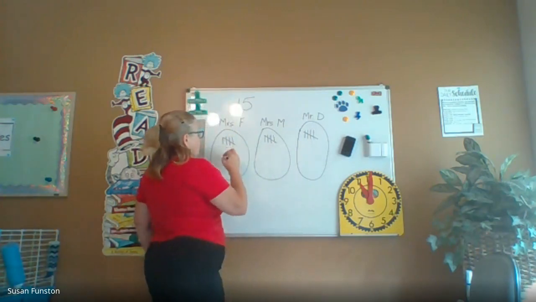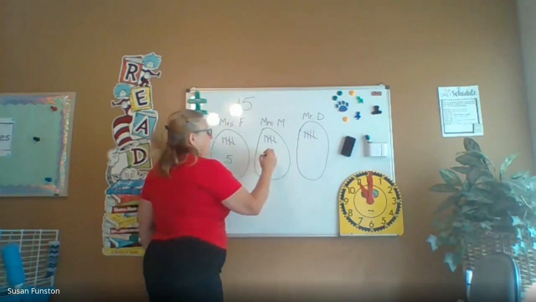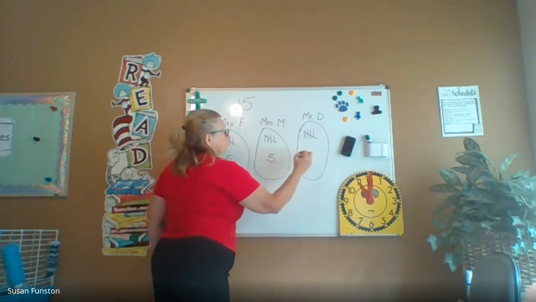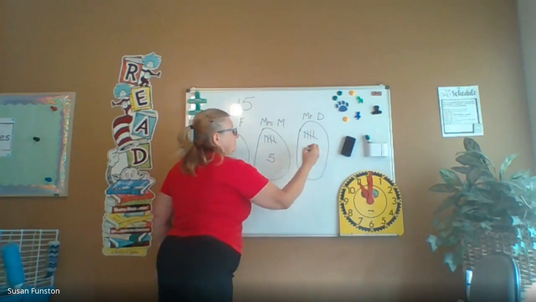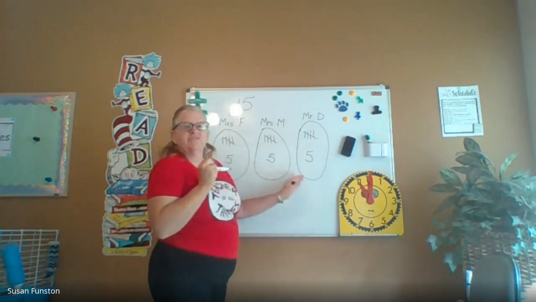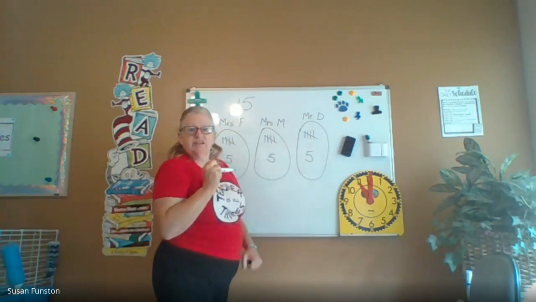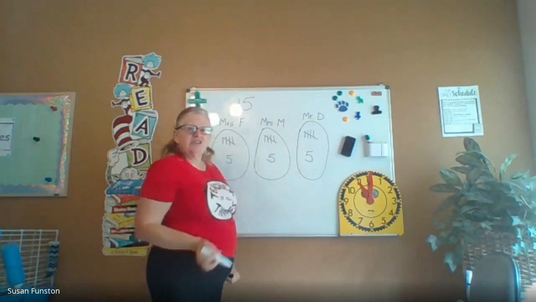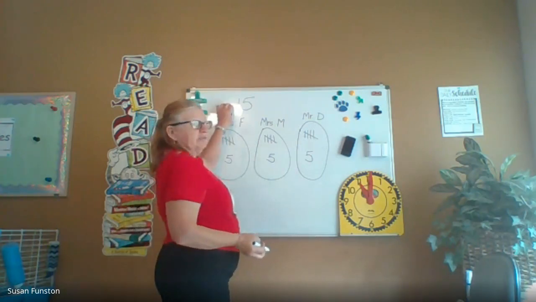So let's see, I have 5 in this group. I have 5 in this group. And I have 5 in this group. So we divided them evenly among the teachers. So I can write a division sentence. I'm going to start with my biggest number.